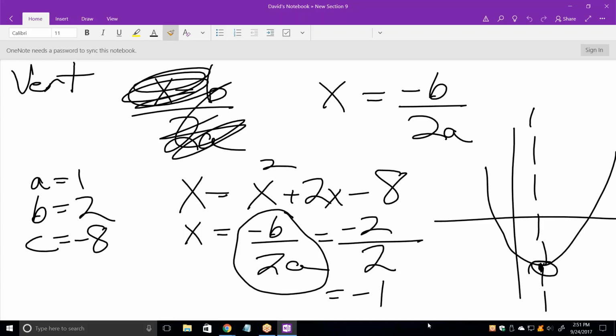That means I've drawn this thing incorrectly. I should have drawn it where the vertex is at minus 1, like this. Okay? You see the black line to the left? Yeah, I do.